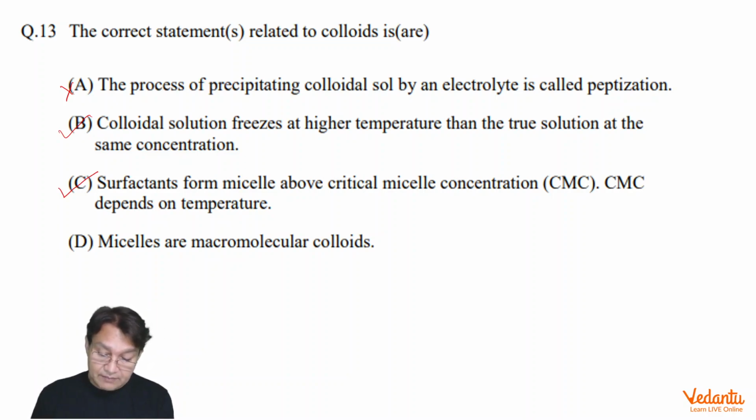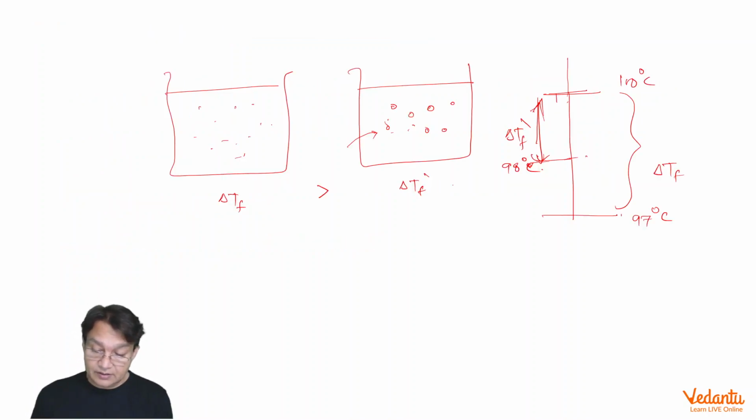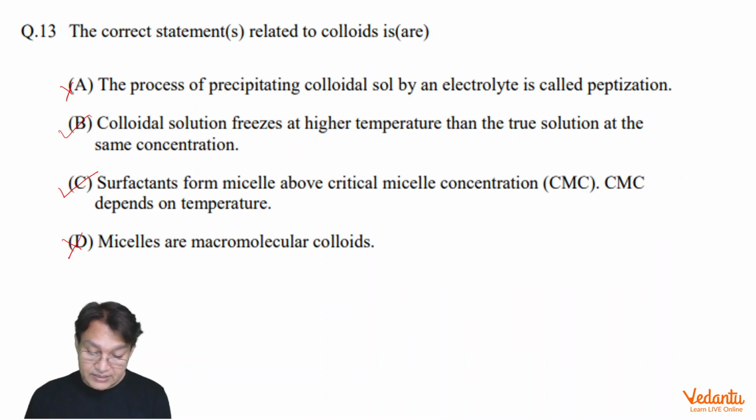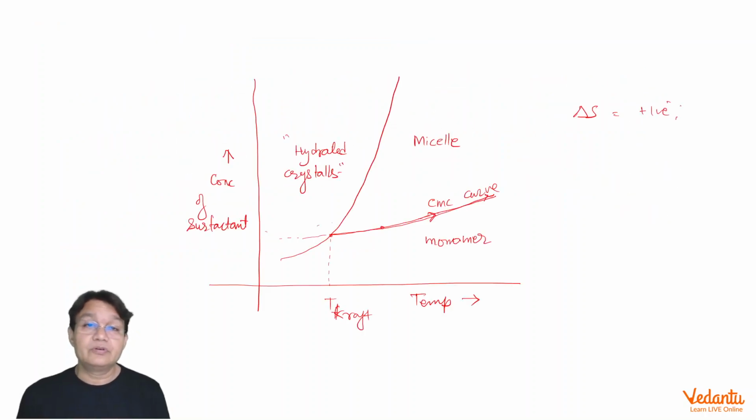Option D, micelles are macromolecular colloids, is false because some proteins or some polymers form macromolecular colloids. In fact, micelles are associated colloids. So this statement D is of course wrong because micelles are basically associated colloids. So we can say the correct answers are B and C. B and C are the correct options and A and D are the incorrect options.